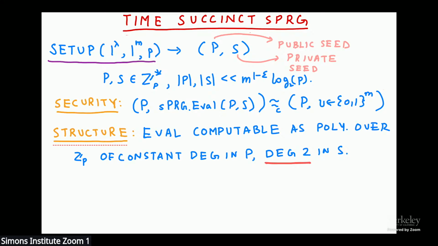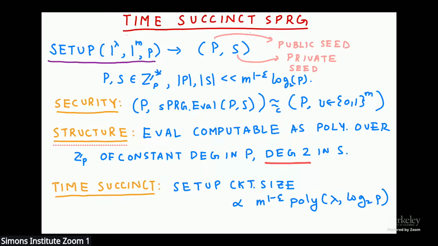And by the way, just to not have to say this over and over again, constant degree over P and degree 2 over S, I'm just going to call it degree 2.5. That's the convention.